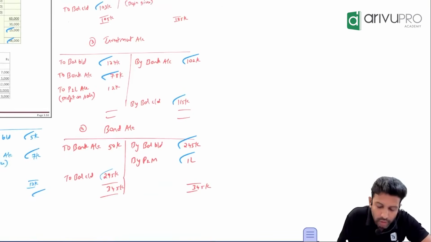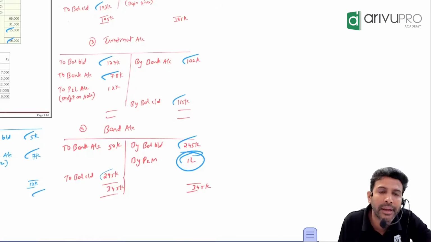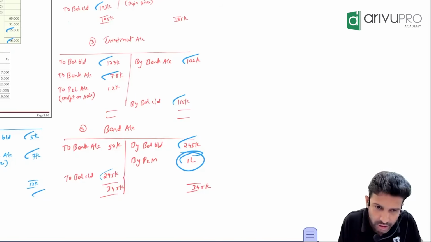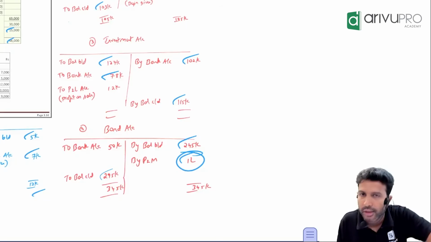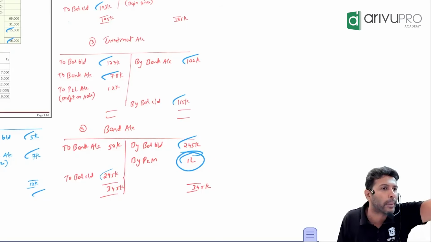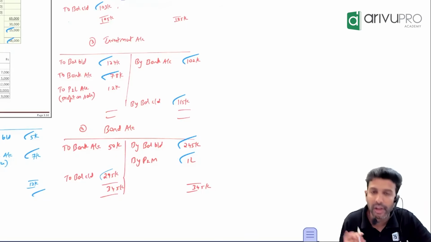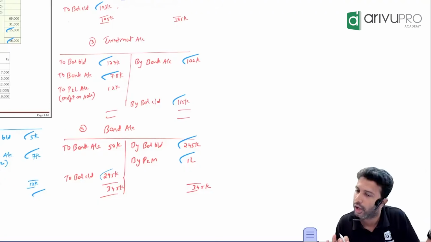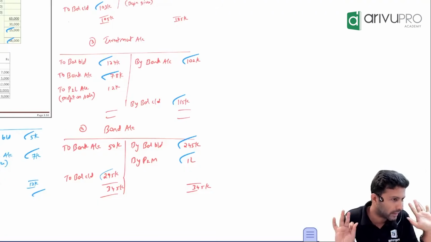Yes, sir. For this 1 lakh, cash came in? No. Cash went out? No. What came in? Machinery. What went out? Bond. Cash coming in, cash going out, or no impact? So will this come in your cash flow statement or will it not? It will not come because there is no cash movement.